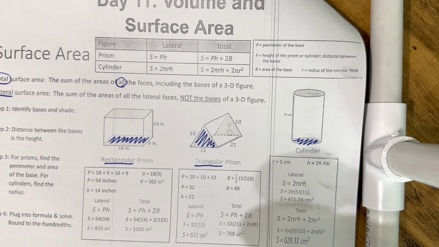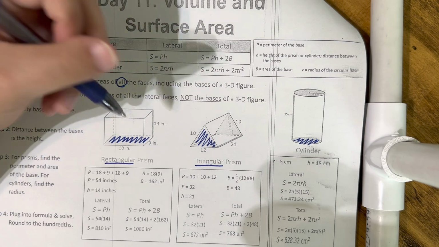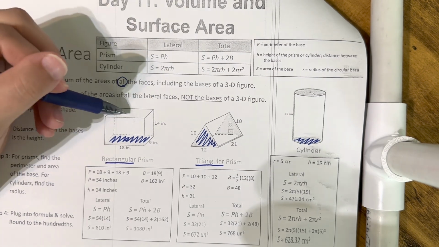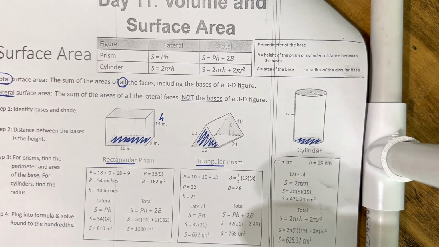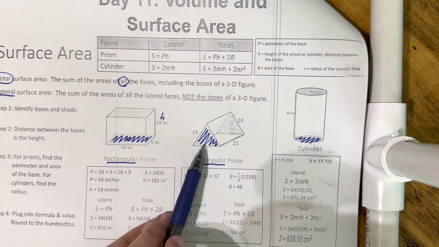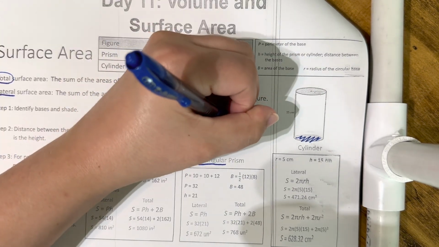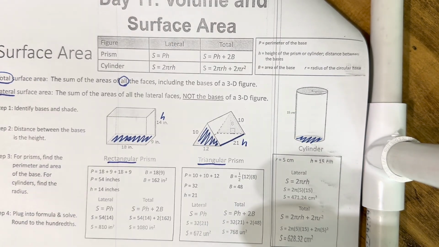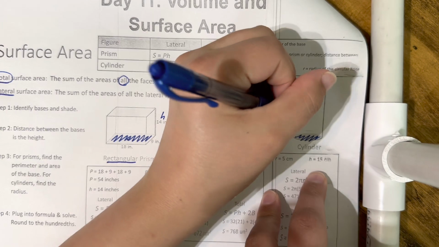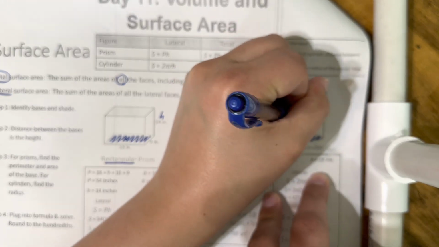The height of those shapes is the distance between the 2 bases. So if this is a base and this is a base, the distance between them is that right there, right? What connects the 2 bases. The triangles for a triangular prism are my 2 bases. So this right here that connects those 2 triangles, that's my height. That's the height of my prism. And then same thing with the cylinder. The height is the distance between the 2.